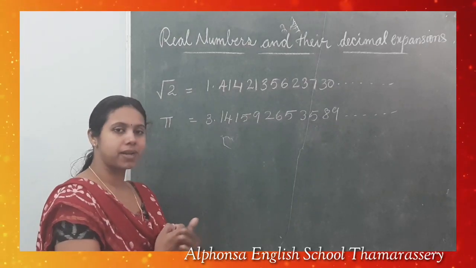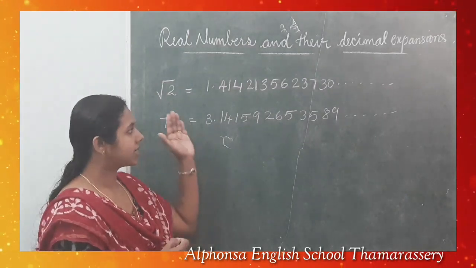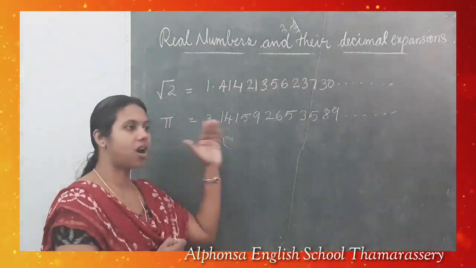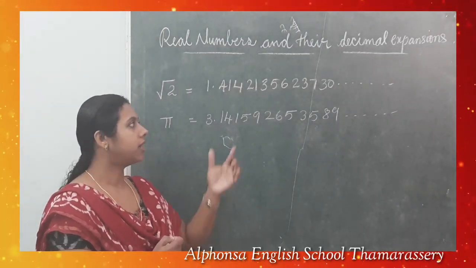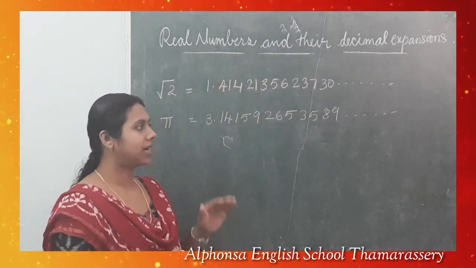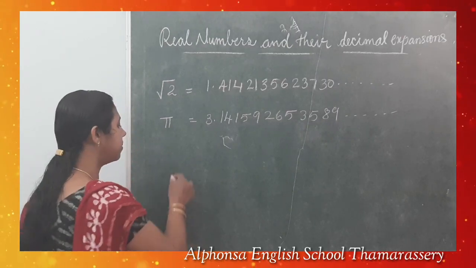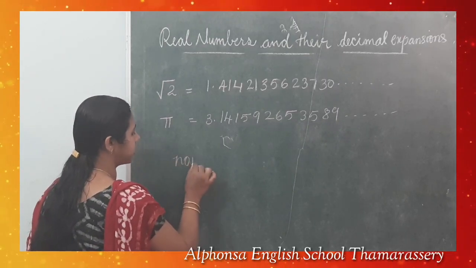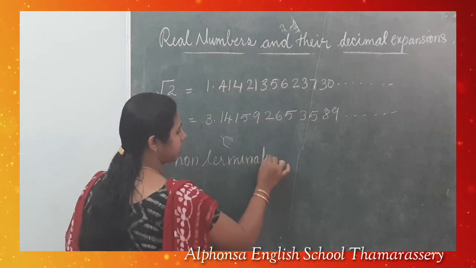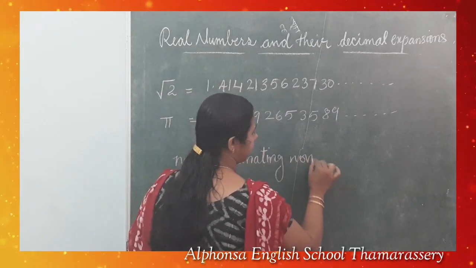Is there any digit repeating? No. It's non-terminating and non-recurring. It's not ending and it's not repeating. So the decimal expansion of an irrational number is non-terminating, non-recurring.